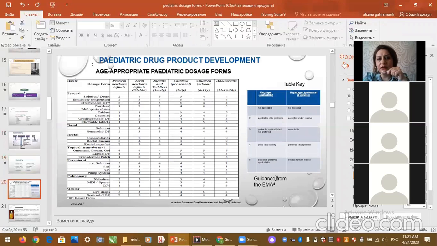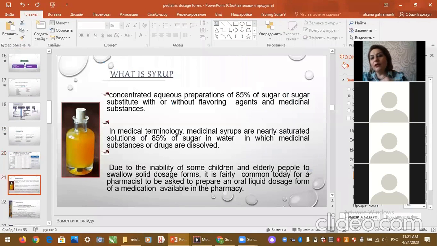In this slide, you see commonly used forms for pediatrics. And I want to quickly repeat with you some drug forms commonly used in medical practice. For example, syrup. What is syrup? Syrup is a concentrated aqueous preparation of 85% sugar and sugar substitute with or without flavoring agents and medicinal substances. In medical terminology, medicinal syrups are nearly saturated solutions of 85% sugar in water in which medicinal substances or drugs are dissolved.